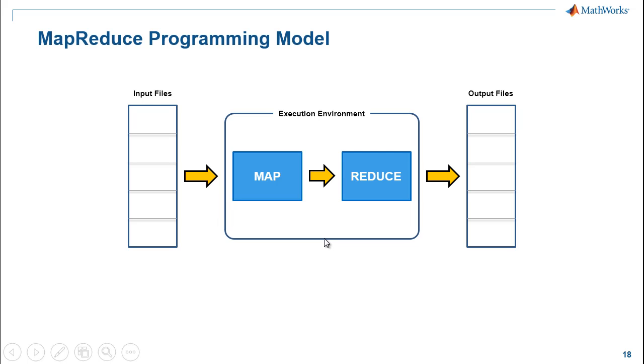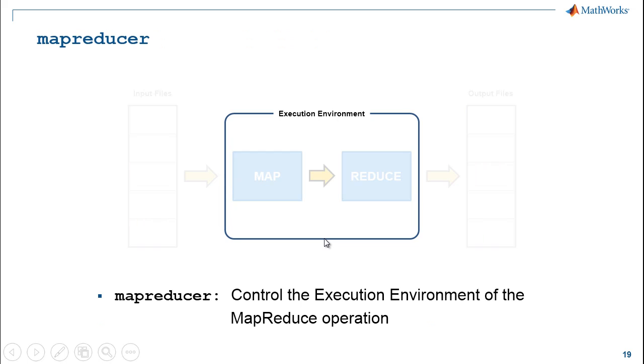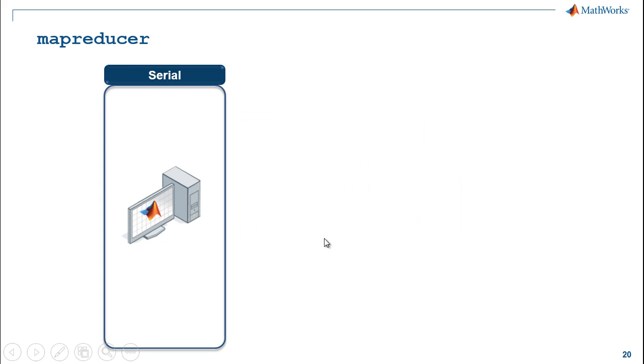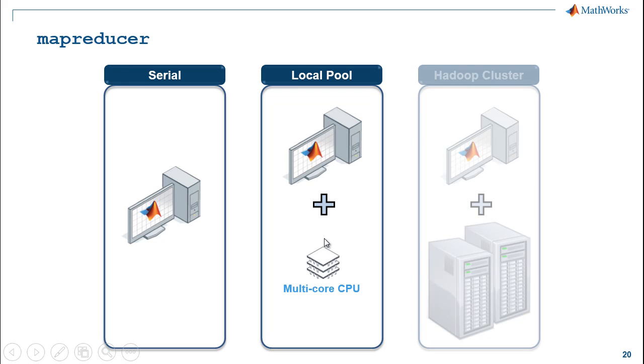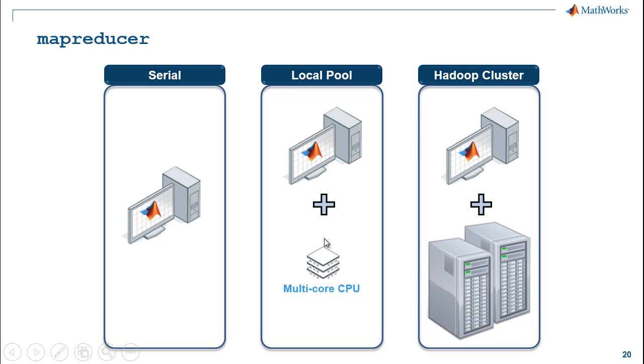When we do this in MATLAB, there's three main functions we need to consider. Number one is the MapReducer. Number two is the datastore, which we just talked about. And number three is the actual mapreduce algorithm itself. The MapReducer controls the execution environment. So where is the MapReduce going to run? This could be serially on our desktop. It could be using a local pool of workers to help speed things up. Or we could take the exact same MapReduce algorithm and with no changes, run it on a Hadoop cluster.